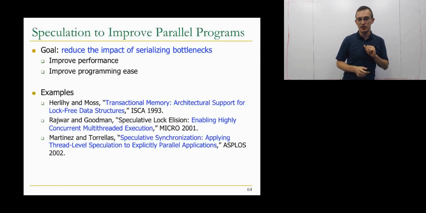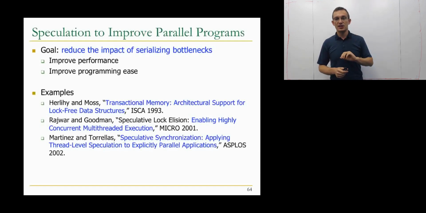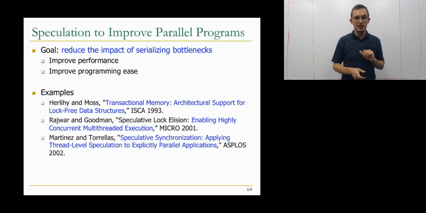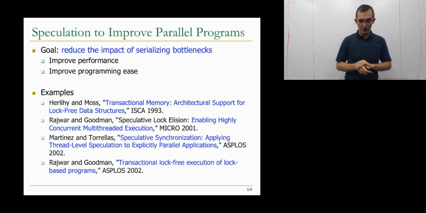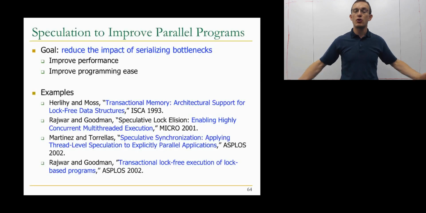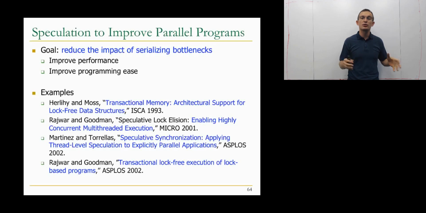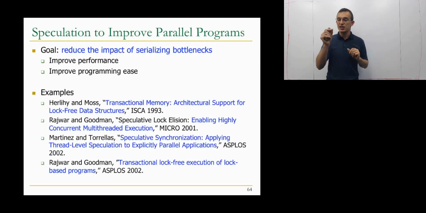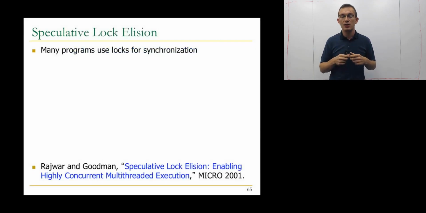Martinez and Torrellas' paper on speculative synchronization is very similar to the speculative lock elision paper, except it is also applicable to barriers. And these two papers are worthwhile reading. And this is Rajwar and Goodman's final paper on transactional lock-free execution of lock-based programs. Again, the programmer programs using locks, and the underlying hardware ensures that those locks are executed concurrently. The critical sections that are protected by the same lock are executed concurrently if they can be executed in a serializable fashion without data conflicts.